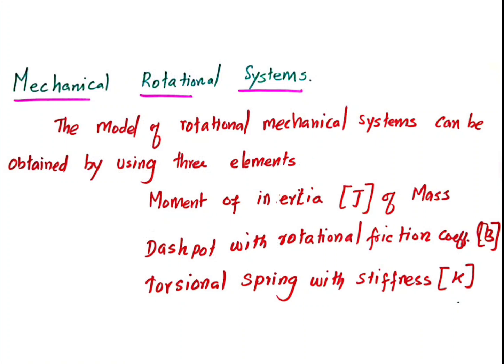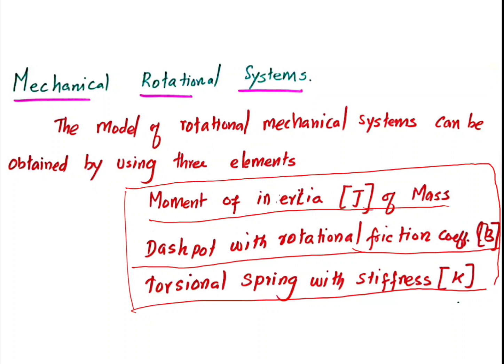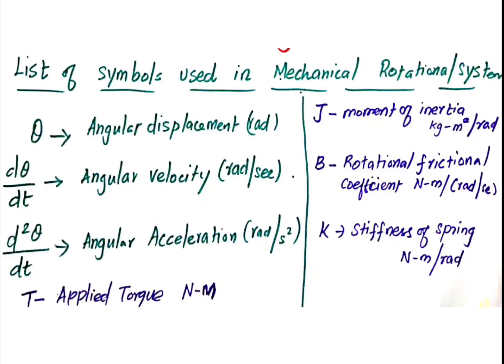The model of a rotational mechanical system can be obtained by using three elements. One is moment of inertia, that is J of mass, dashpot with rotational friction coefficient B, and torsional spring with stiffness K. So, we are going to model a mechanical rotational system using these three basic elements. We will see them one by one.